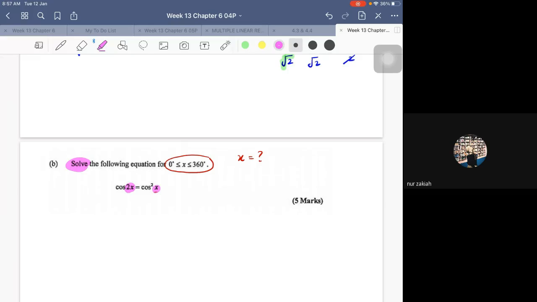And for this case, this is going to be my problem. Sebab kat sini, I ada cos of 2x. Tu tak boleh lah dalam bentuk 2 kali x. Kita kena jadikan dia dalam bentuk x saja. So what we're going to do is, kali tengok.